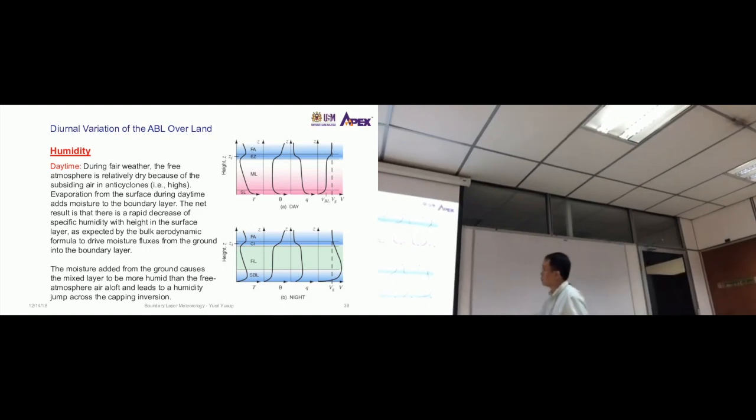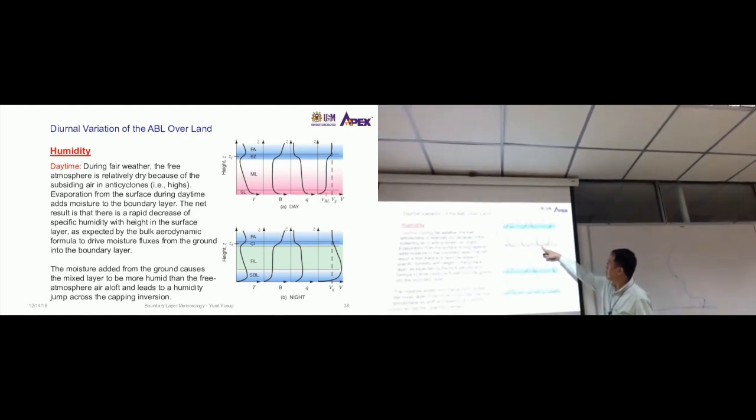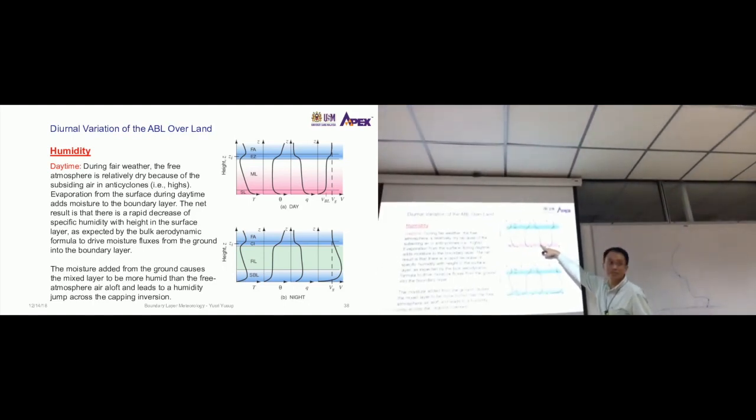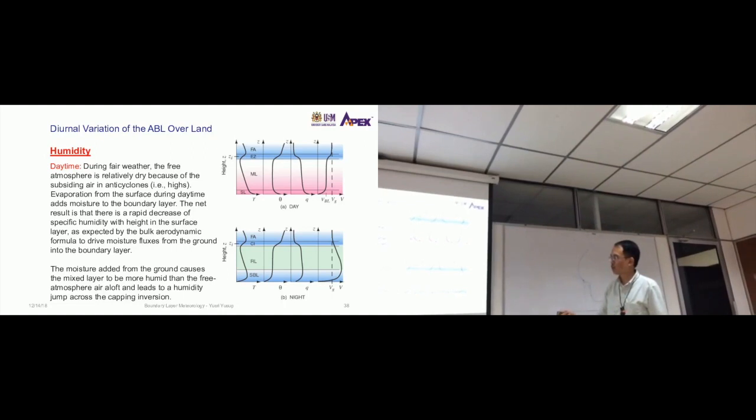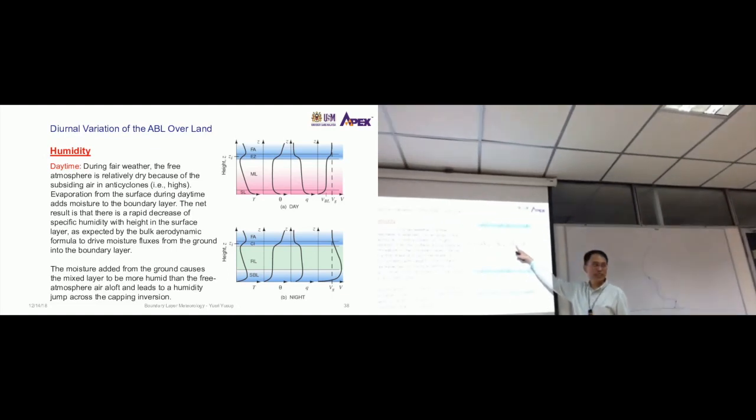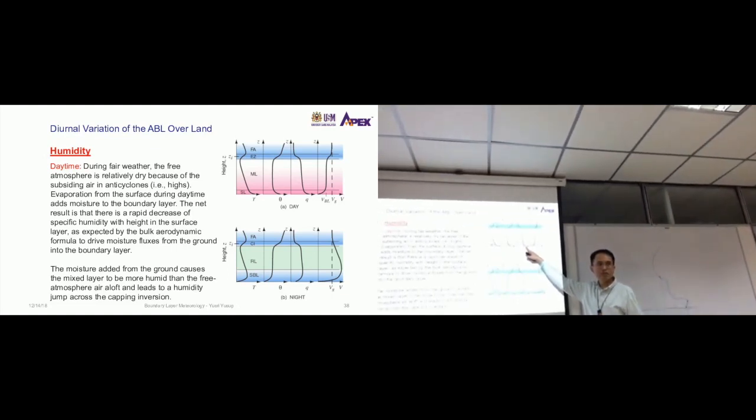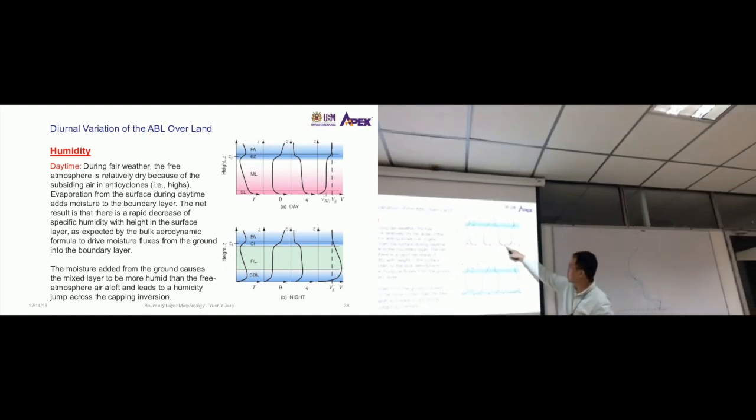So where does it show? During the daytime, there is a rapid decrease in humidity, as expected by the bulk aerodynamic formula to drive moisture fluxes from the ground into the boundary layer. From the ground, high moisture content. Why? Because there's water on the ground. There's water coming from the plants, compared to somewhere above. So here high concentration, here low concentration. The ground high, above low. So of course it moves from high to low quite quickly as well. So you can see this rapid change.